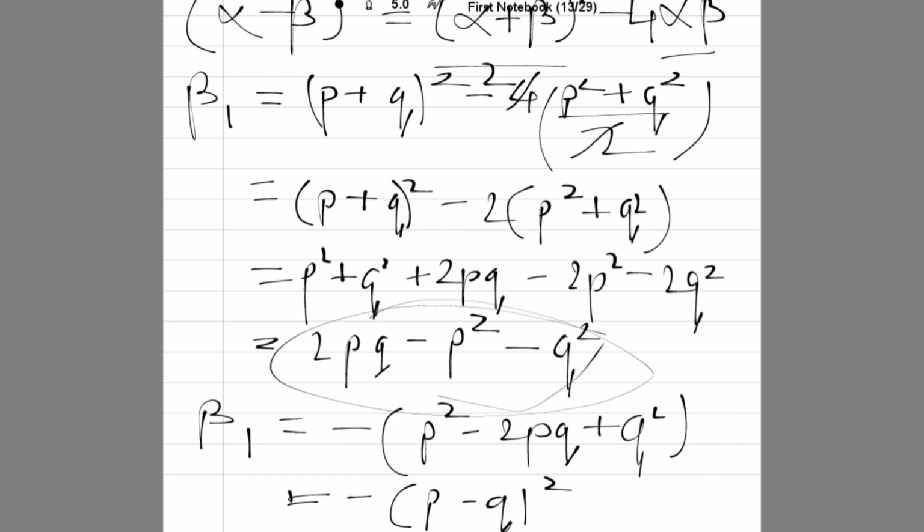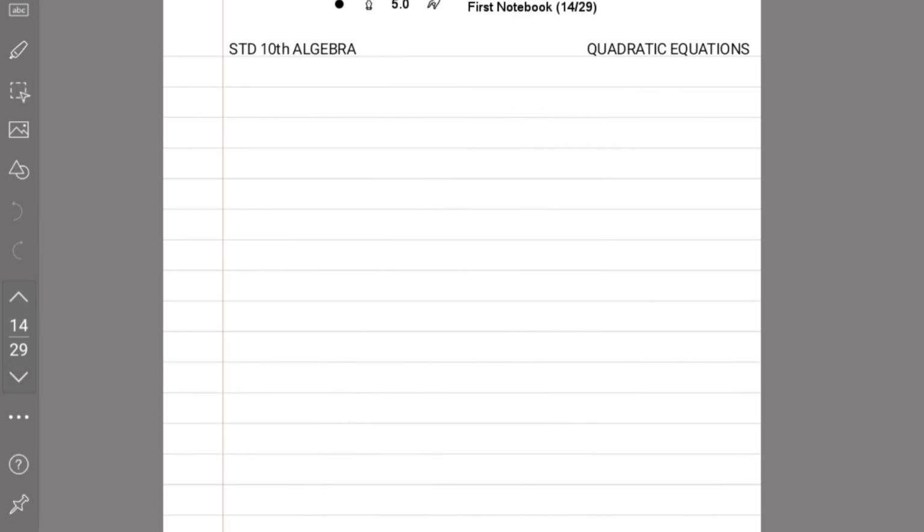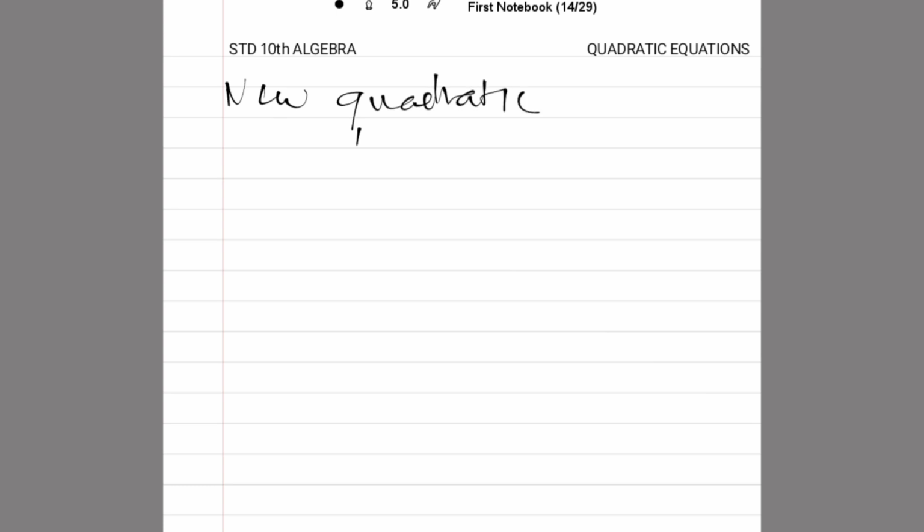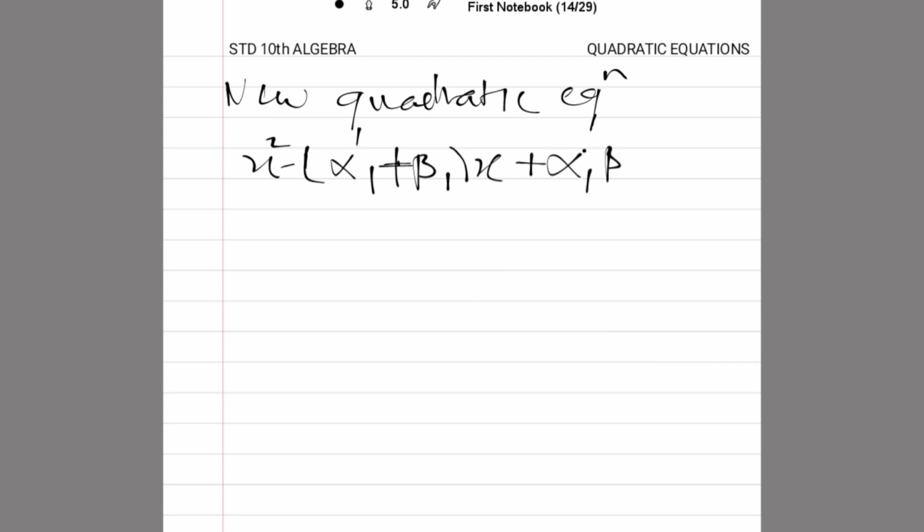Now we know the values of alpha 1 and beta 1. For finding the new quadratic equation, we know that the new quadratic equation will be x square minus alpha 1 plus beta 1 into x plus alpha 1 into beta 1, right?